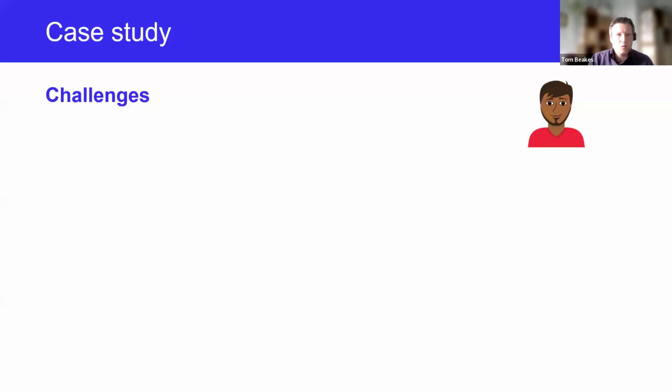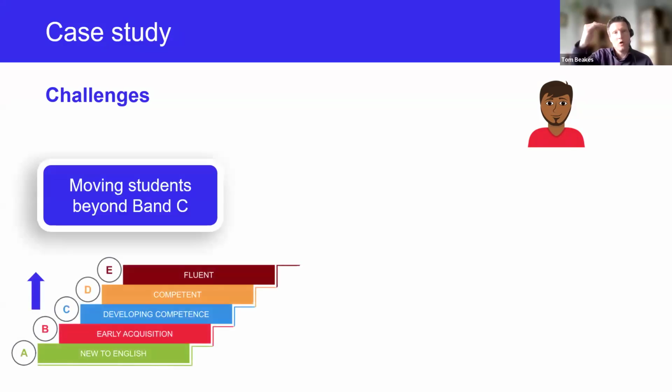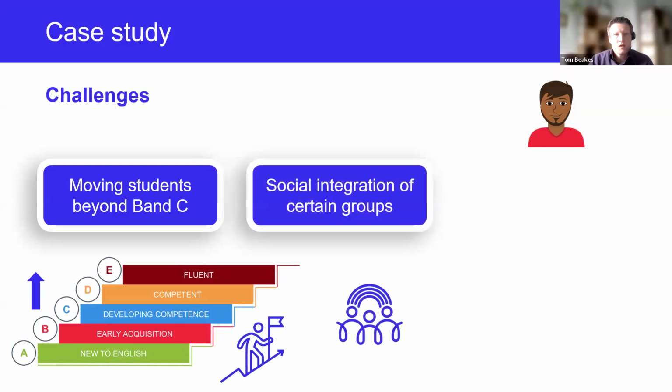So based on what we've heard, then, maybe our EAL coordinator, in collaboration with the school leadership, identifies some priorities they want to focus on, which in this case might be moving the students beyond that Band C level up to Bands D and E. That probably links to that high expectations section of the strategies. The second priority would be improving the social integration of the groups who aren't mixing very well in the school, which obviously links to the social inclusion aspect.